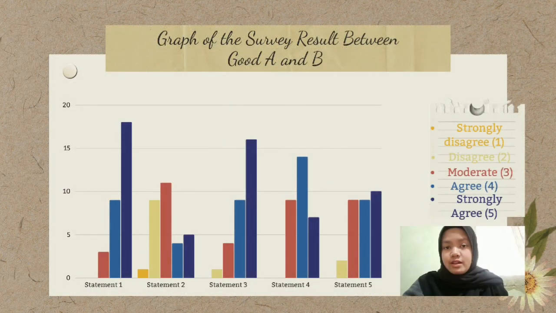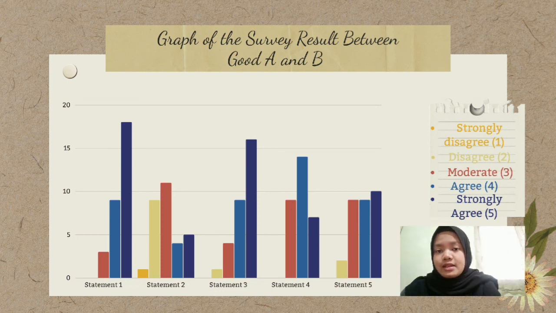Based on the graph as shown, the results are related to the survey between good A and good B on consumer behavior. In the first statement, 18 of 30 respondents stand strongly agree, representing 60% of the sample, followed by 9 respondents who stand agree, 30%, and the remaining 3 respondents who stand moderate, 10%. For the first statement, there are no respondents choosing strongly disagree or disagree.